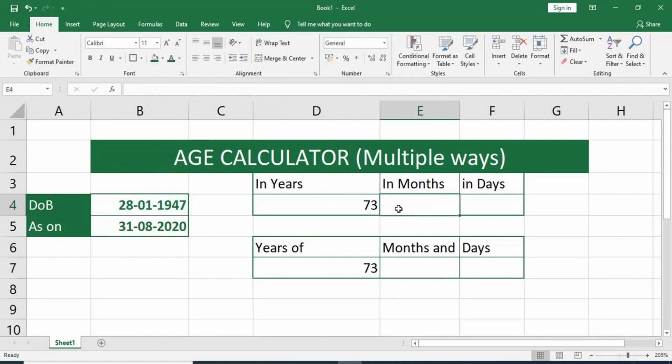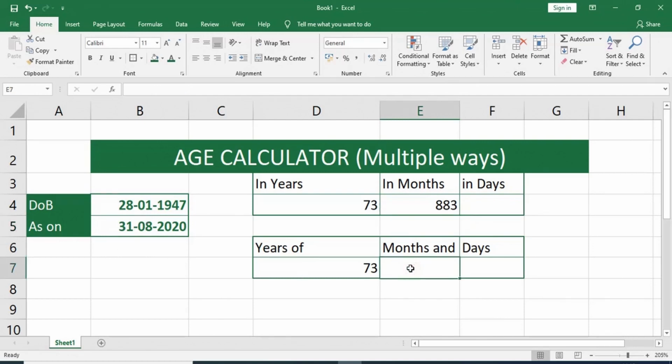Here in months, I would like to calculate how many months a person lived, then equals to DATEDIF, open bracket, from argument, comma, to argument, comma, double quotes, open only "m", close bracket, and it is going to calculate only the months that he lived. That means 883 months he lived.